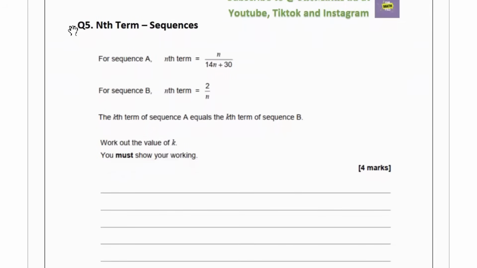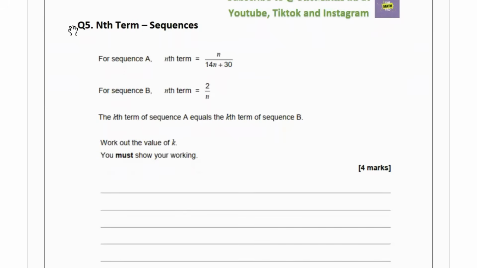Then it says for sequence A, the nth term is equal to n over 14n plus 30. And for sequence B, the nth term is 2 over n. The kth term of sequence A equals the kth term of sequence B. Work out the values of k.